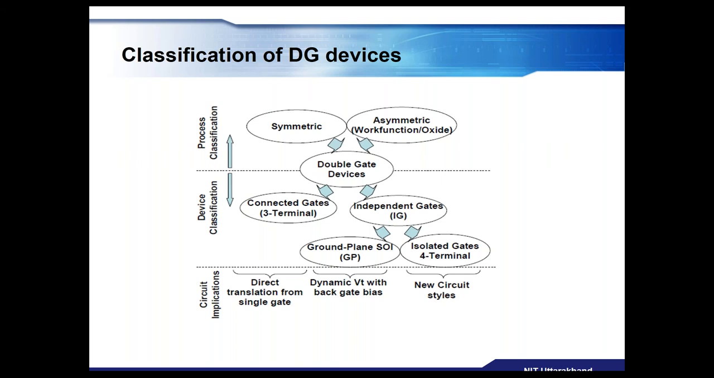From the process point of view, we can define this as a symmetric gate, an asymmetric gate, double gate device. The classification can be four terminal device or independent gate device. You can define this as a direct translation from the single gate device: dynamic VT and back gate biasing devices, and new circuit isolated devices also.